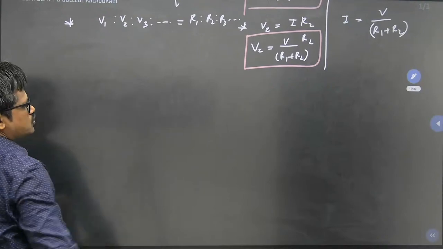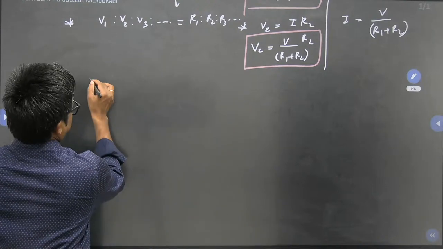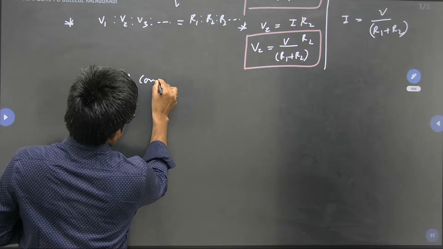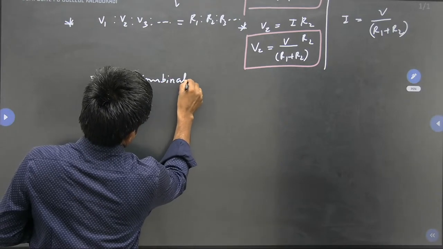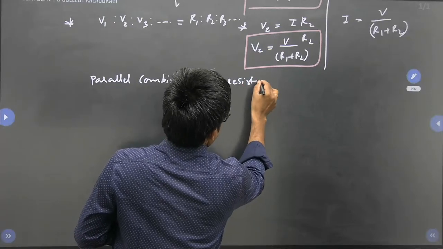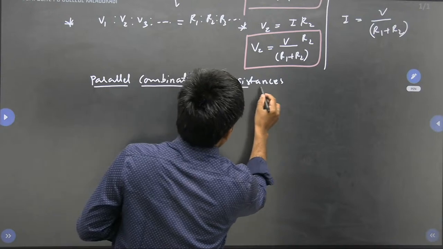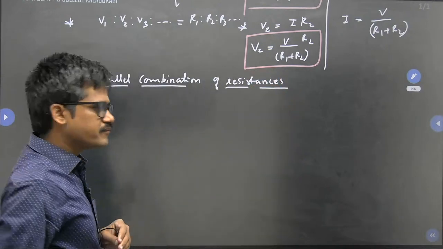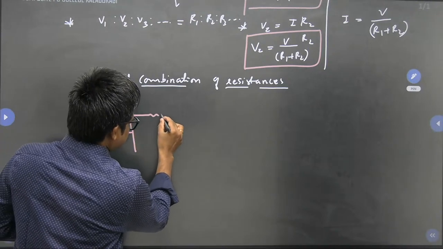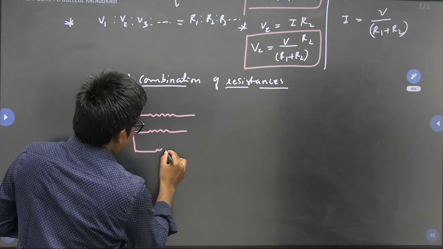Okay. Now, let us go for the parallel combination of resistances. Right or not? So here, the resistances are connected between two common points.